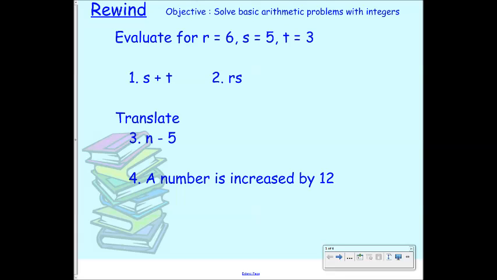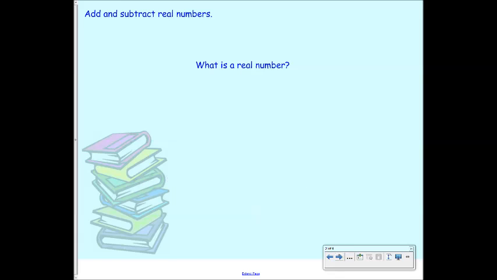So the good news is we will be dealing with no decimals and no fractions today. Okay? So none of that today. We're going to talk about how to add and subtract real numbers. So again, when we're talking about real numbers, what are those real numbers? Integers are some of them.